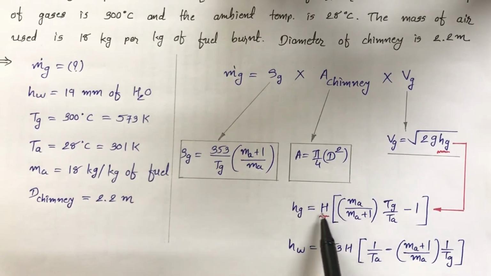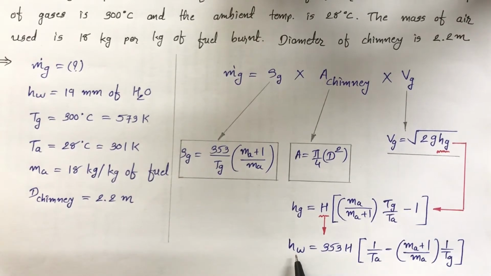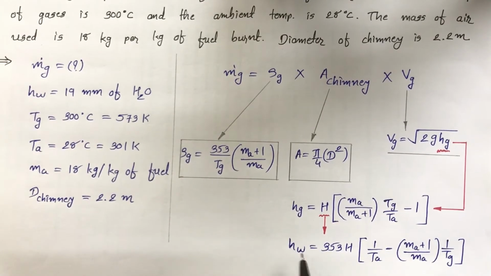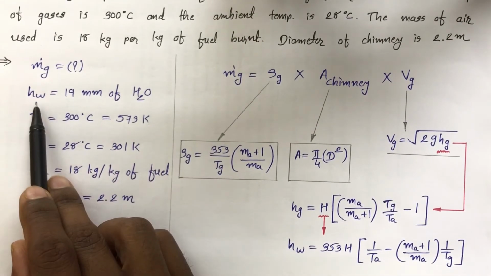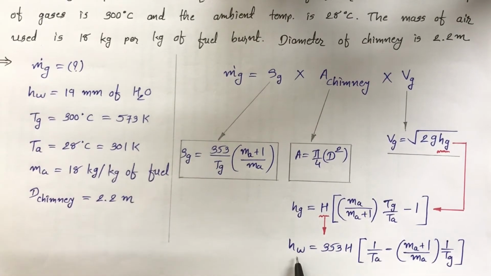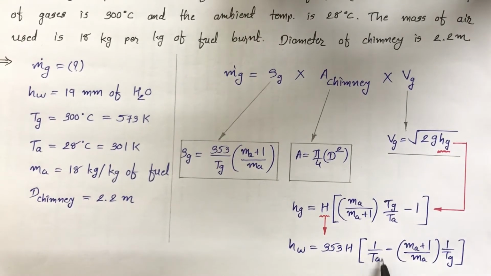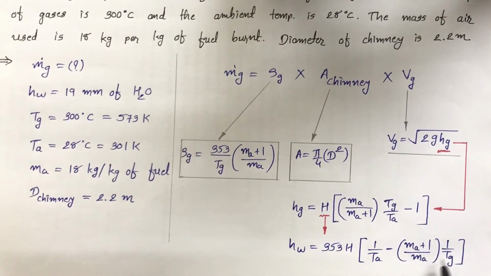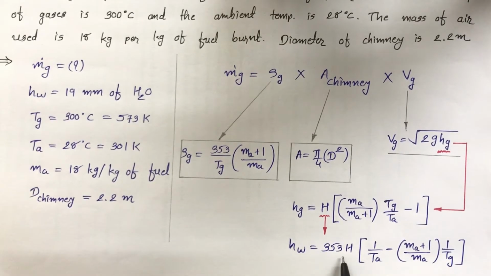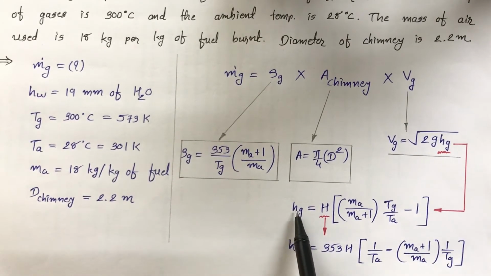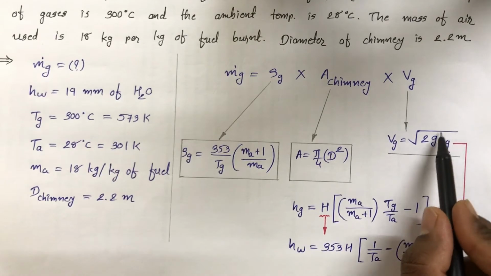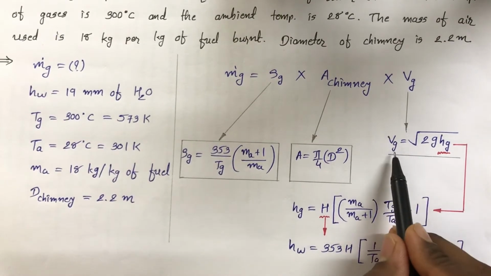To find capital H, you have to use the equation of HW because value of HW is given to you, 19 mm of H2O. So use HW first. HW is equal to 353H into 1 upon Ta minus Ma plus 1 by Ma into 1 upon Tg. From this equation find H. Put the value of H in the equation of Hg and then use that Hg to find Vg.